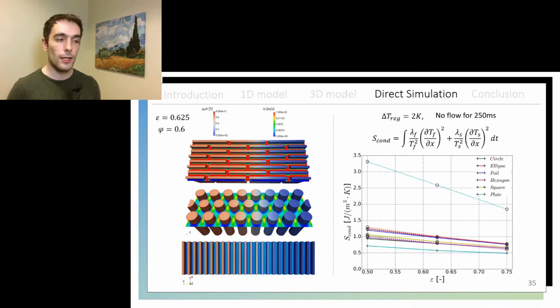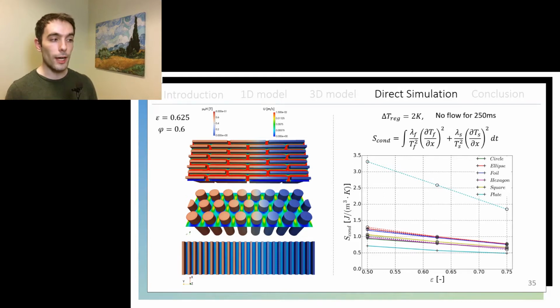So on the right side you can see another simulation of the thermal field, and in this case I wanted to calculate the generated entropy by conduction. And for that I initialized the regenerators with an initial temperature gradient of 2 kelvins and with no additional temperature for the solid. And then I ran the simulation with no flow for 250 milliseconds. Most of the geometries didn't show a prominent change between the higher tortuosity cases, except for the one that showed the biggest change in tortuosity of them all.